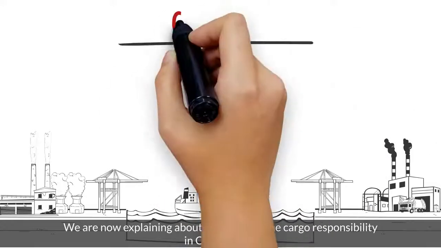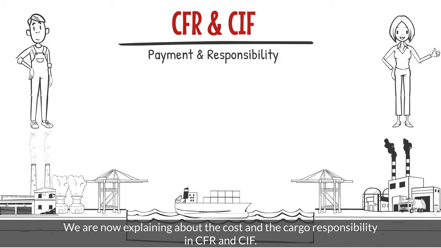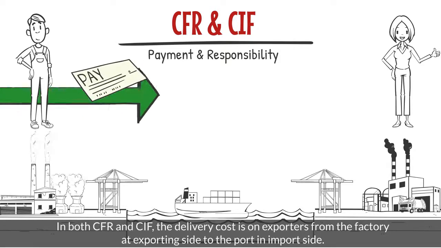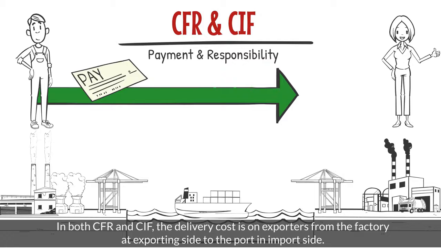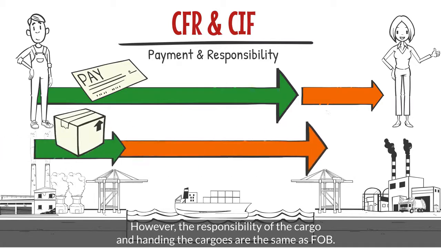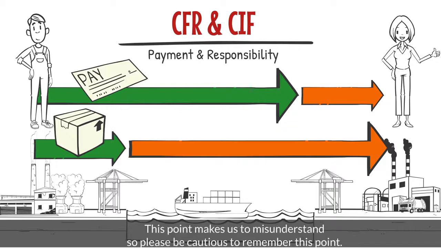We are now explaining about the cost and the cargo responsibility in CFR and CIF. In both CFR and CIF, the delivery cost is on exporters from the factory at the exporting side to the port on the import side. However, the responsibility of the cargo and handling of the cargoes are the same as FOB. Those are moved from exporters to importers once the cargo is loaded on board the vessel. This point makes us misunderstand, so please be cautious to remember this point.